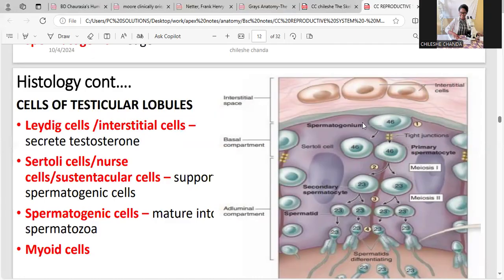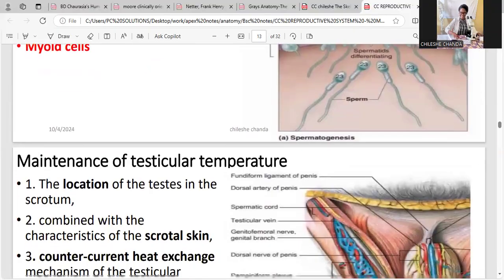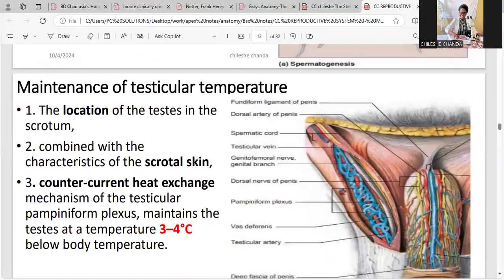So these are the cells of the testicular lobules. One, we have the Leydig cells, whose function is to produce and secrete testosterone. Two, we have the Sertoli cells, which are also known as the nurse cells or sustentacular cells. We have the spermatogenic cells, which are going to be moving and becoming sperm cells with time. And then in the basement membrane, although it is not shown here, we have myoid cells, which contract and help push out the contents of the seminiferous tubule.